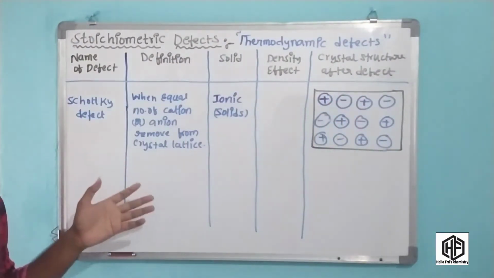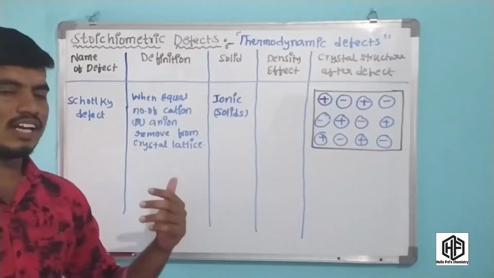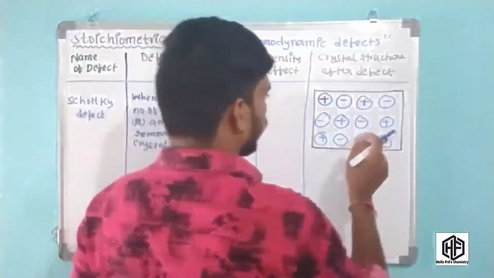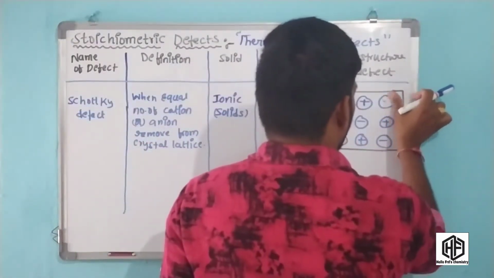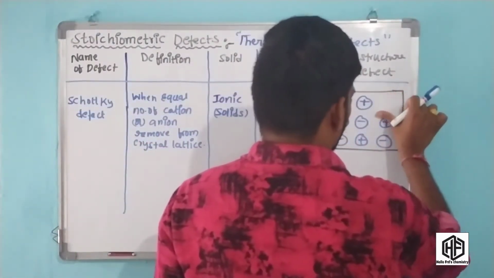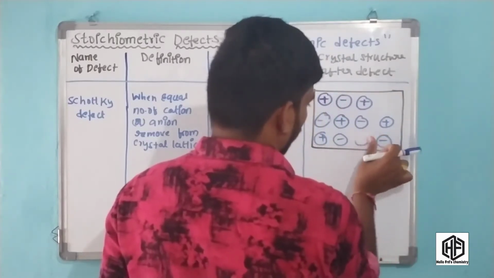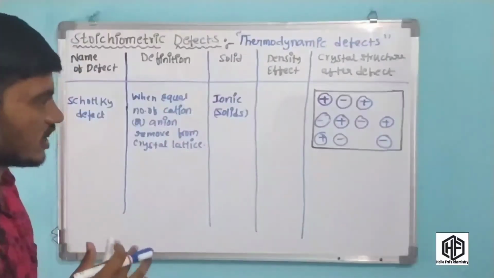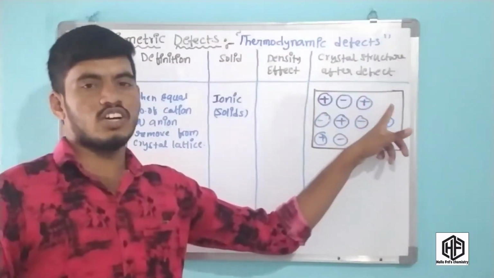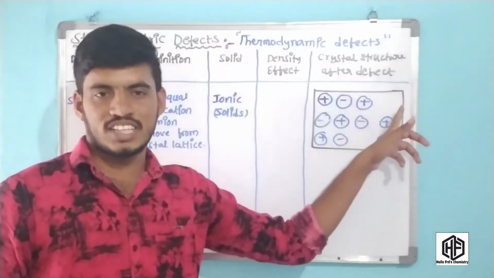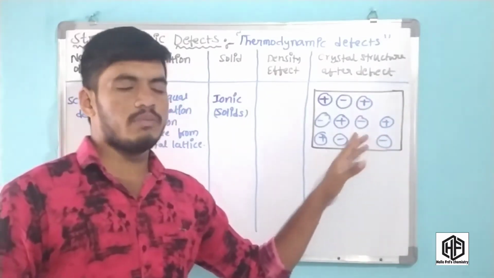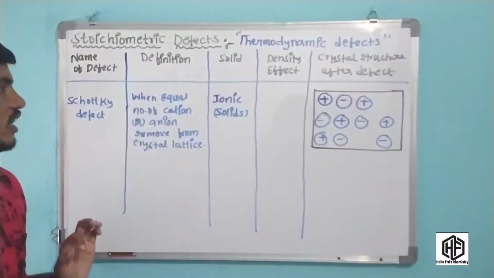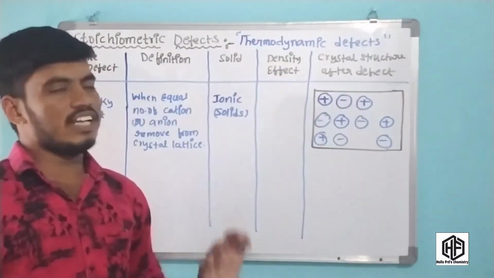Schottky defect means an equal number of cations and anions are removed from the crystal lattice. For example, an anion is removed, and a cation of the same size is removed. The same size of cation is removed from the crystal lattice, and also the same type of anion is removed. That is called a Schottky defect.